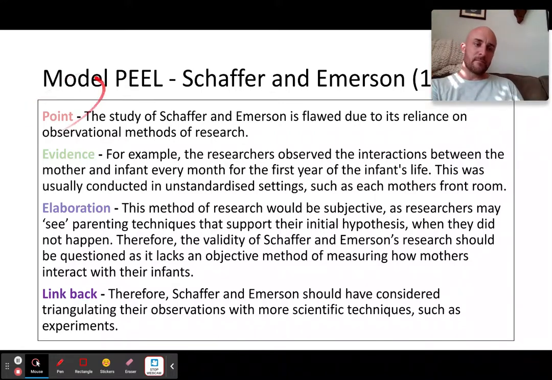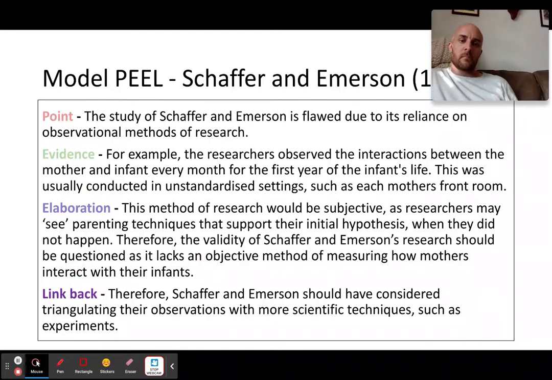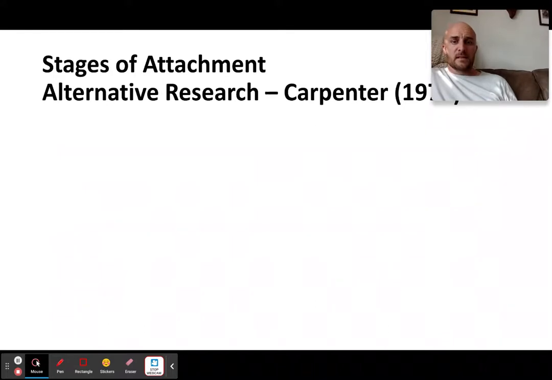You've got your point. You've got evidence from the piece of research. You've got an elaboration on why your point is important. It's not valid. It needs objectivity, right? And then you have a link back that just ties all the point together. But I'm not going to go through that now because there's enough here.